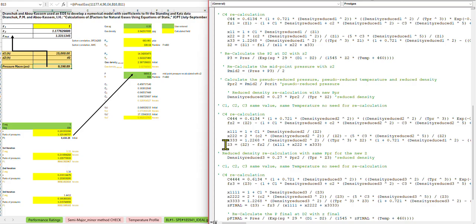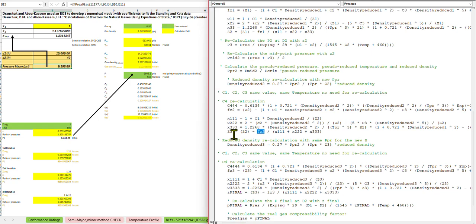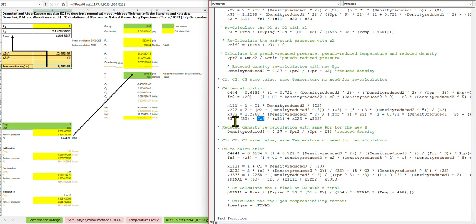Newton-Raphson iteration is basically where you have a previous estimate of a number, and then you subtract a function divided by the derivative of that function. So with Z3, the third estimate of the compressibility factor, you go straight to Z4 in the same way. I call Z4 the final estimate of the compressibility factor, and I thought four iterations are enough to come up with a converged solution.